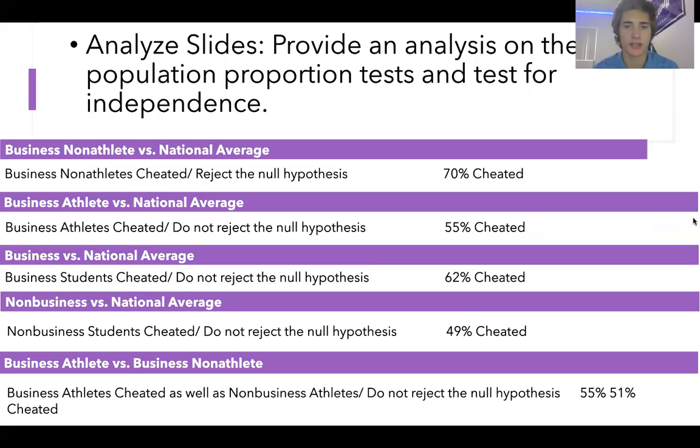So looking at the analysis, we start off with business non-athlete versus national average, and we reject the null hypothesis. 70% cheated, and we reject it because it had a low p-value. Business athlete versus national average, we do not reject the null hypothesis as 55% cheated. Business versus national average, we do not reject the null hypothesis as 62% cheated. Non-business versus national average, we do not reject, 49% cheated. And business athlete versus non-business athlete, we do not reject the null hypothesis for both, as 55% and 51% cheated.